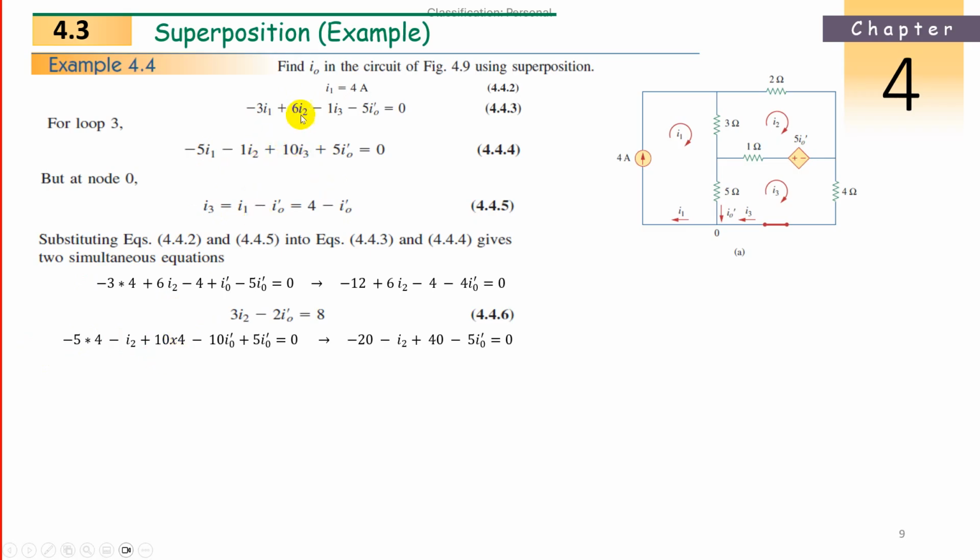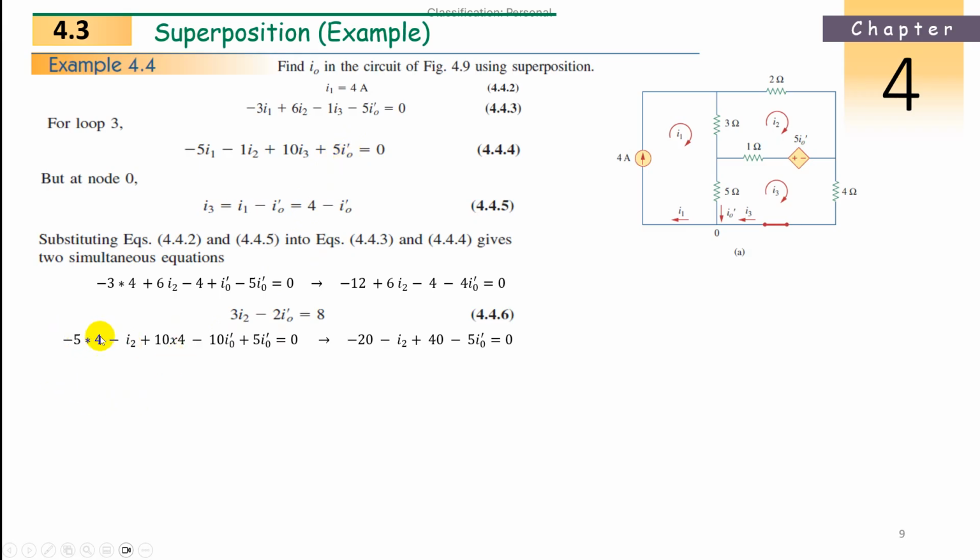So it is 4 minus I0 dash. So 10 times 4, that is 10 times 4 minus 10 times I0 dash. So by multiplying this one with 10. Now plus I0 dash, 5 I0 dash.